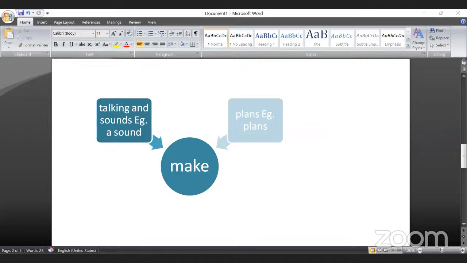And second one is not plants. I don't know why I have that there. Oh yeah, it's plants only. Okay, no problem. So the first category of nouns related to make is the nouns related to talking and sounds. So it can have examples like make a comment, make a noise, make a sound.